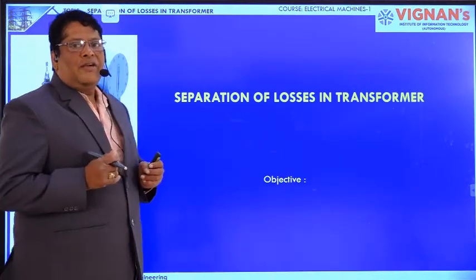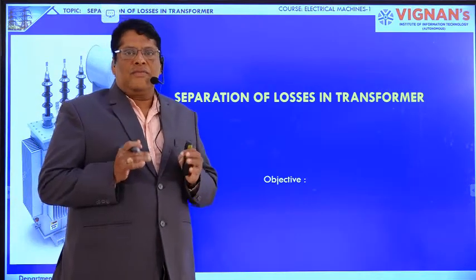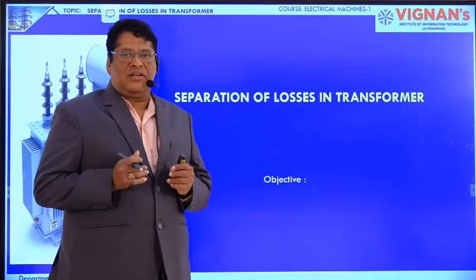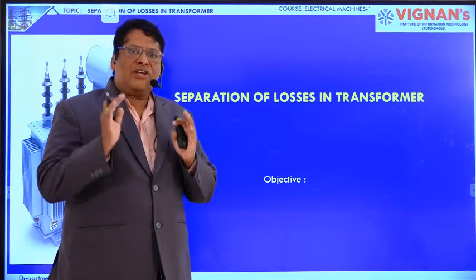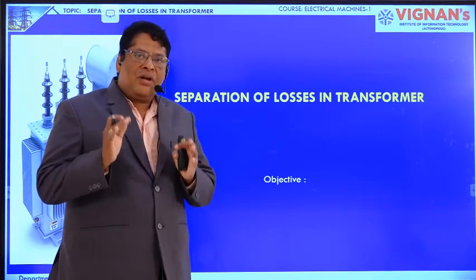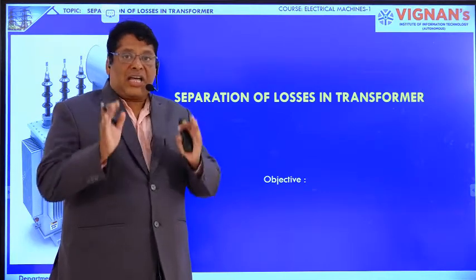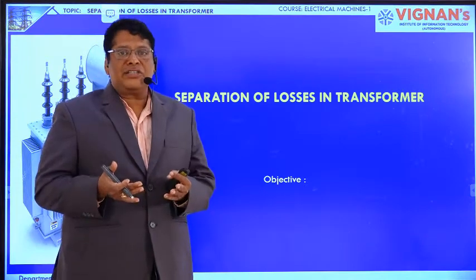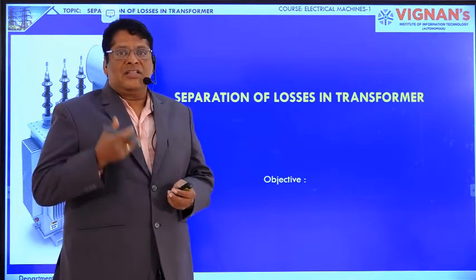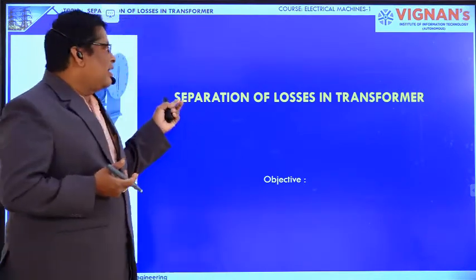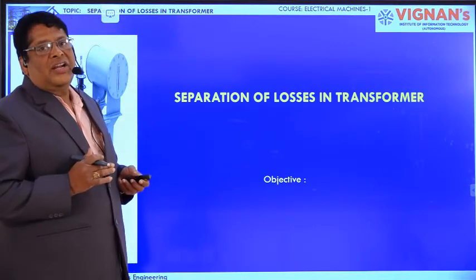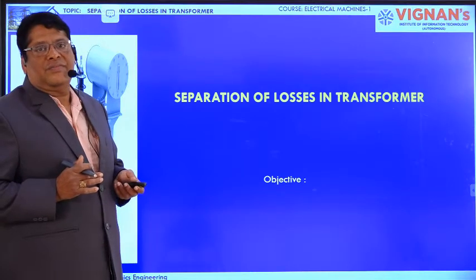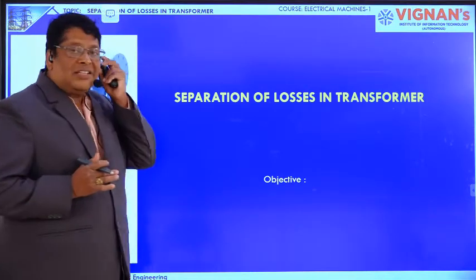Up to here, from the OC test, we calculated the iron losses in a transformer. Iron loss is nothing but the sum of hysteresis and eddy current loss. Collectively we come to know the total value, but we can't separate the hysteresis loss and eddy current loss separately. That we can do by conducting some test on a transformer, that is the separation of losses in a transformer.